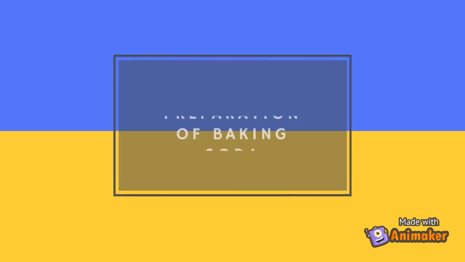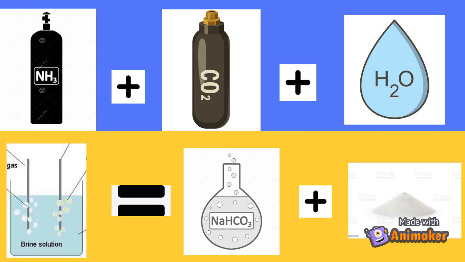Preparation of baking soda. When ammonia, carbon dioxide and water are passed into the brine solution, we get NaHCO3 plus NH4Cl, that is, baking soda and ammonium chloride. So what is brine solution? Brine solution is a solution where the salt is dissolved and electrolyzed.